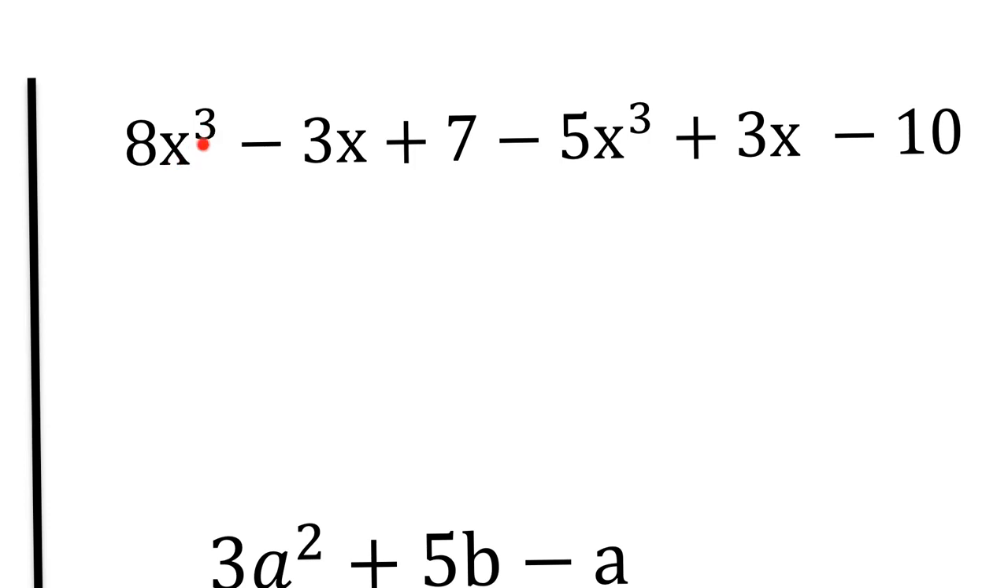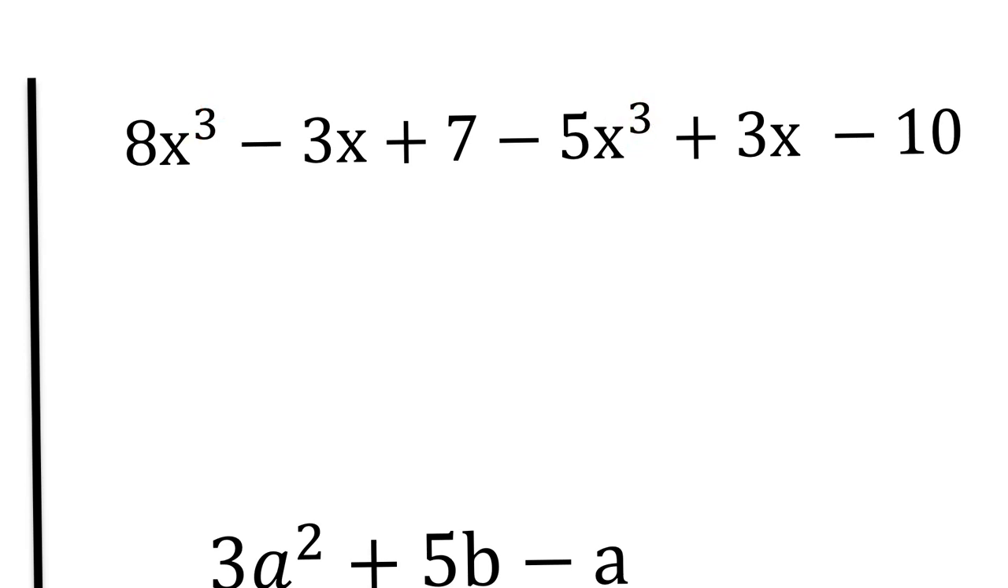I'm going to check, understand the problem. X cubed, this one has an x to the first power, invisible 1. 7, this is a constant, doesn't have a variable. I see an x cubed over here. I see x exponent of 1, and I see another constant. So the highest exponent is 3 here.